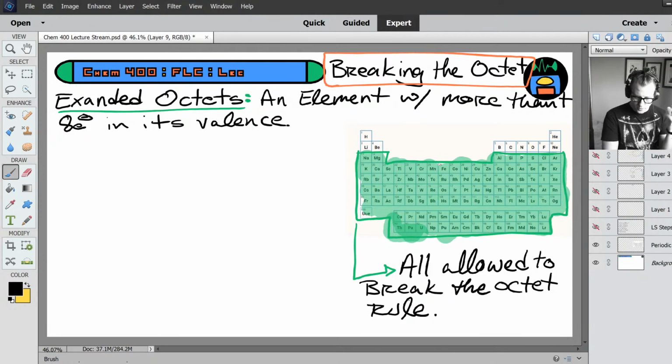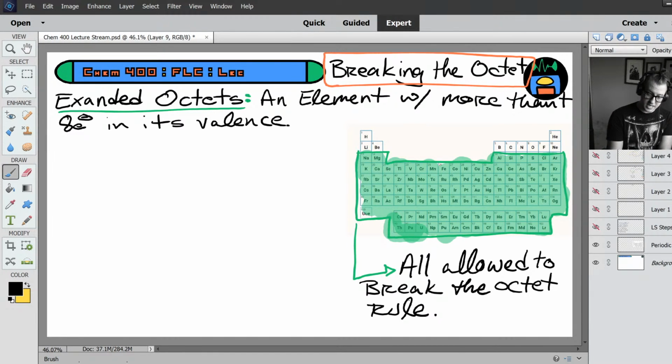You might look at this and go, wait, you're telling me that the only elements that aren't allowed to break the octet rule are anything under atomic number 10? Because this thing goes up to, what's that, 119? So less than 10%, or over 90% are allowed to break the octet rule. And that is correct. More than 90% of the periodic table is allowed to break the octet rule. You may be wondering, well, why do we even teach the octet rule then, since almost no one has to follow it?